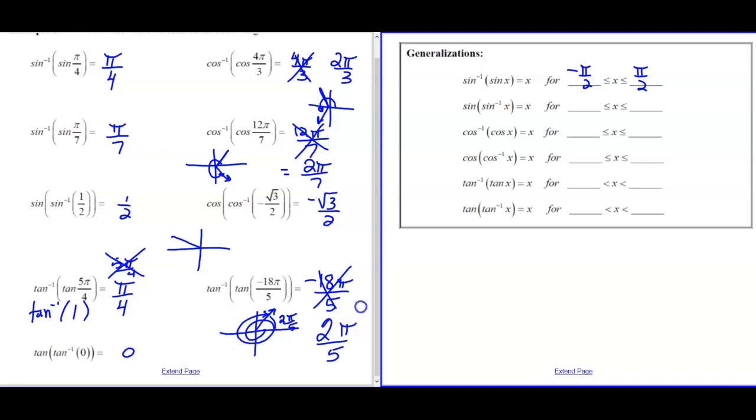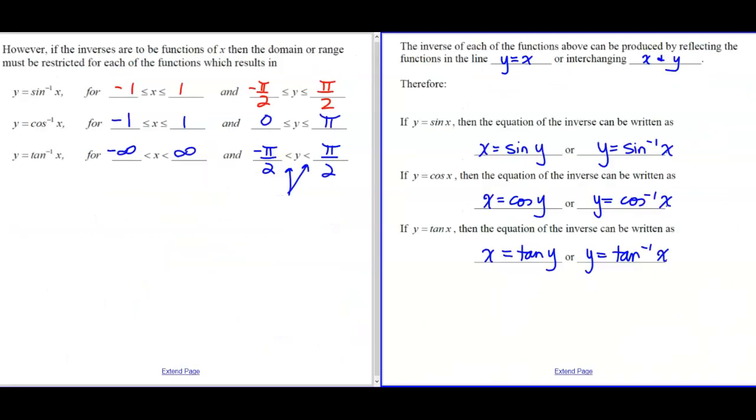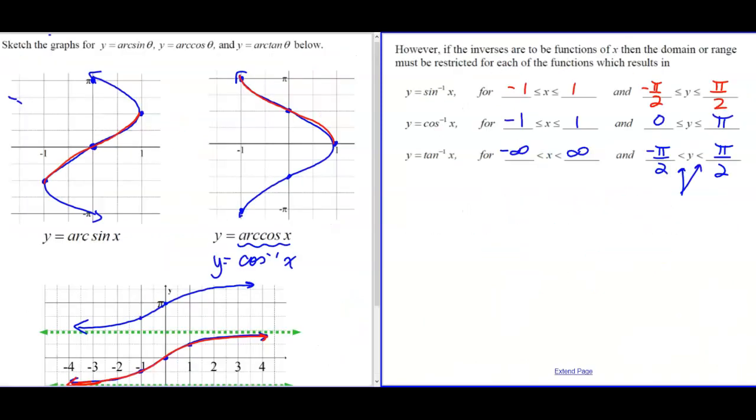That inverse has to zigzag through the origin for sine. Cos goes half a rotation, so where is it here? See how it zigzags through the origin for sine inverse? This zigzags through pi over 2.